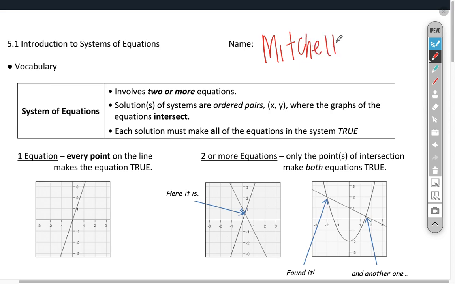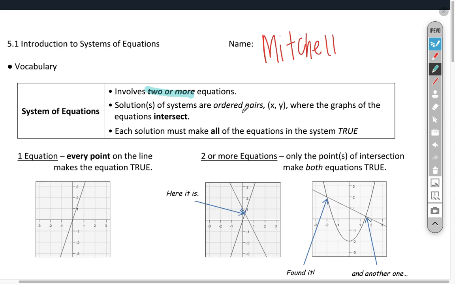This is Introduction to Systems of Equations. So we're going to go over a few vocabulary words and then we're going to get started on this lesson. Our vocab word is system of equations, and this involves two or more equations. This will make more sense as we go along.